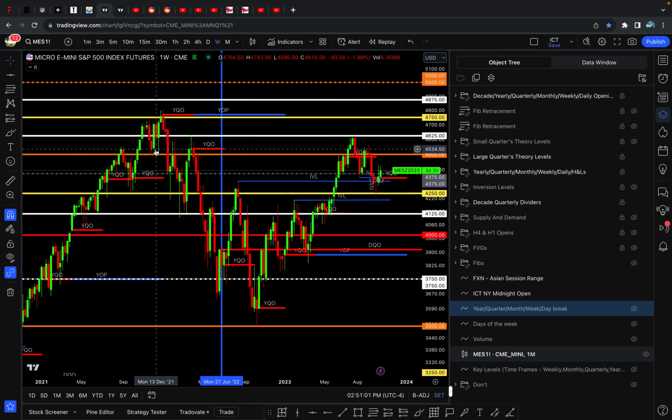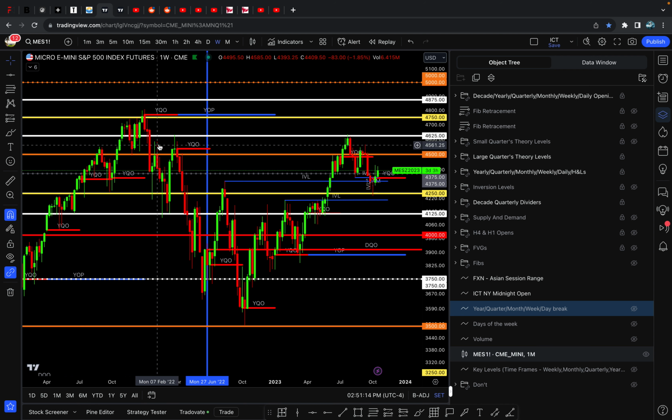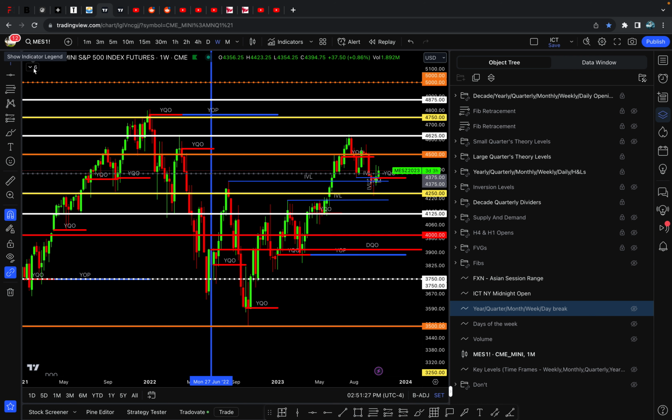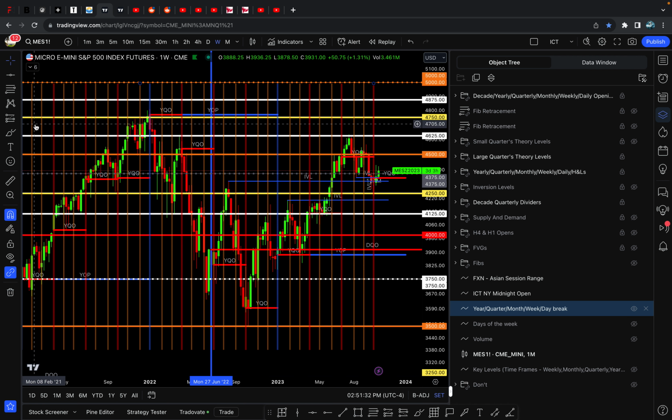Obviously, once we break this market structure right here, then you're looking for a sell. You're looking for optimal trade entry. You're looking to be a bear, to be a seller. But let's get back to our program here that we were on. Let me get rid of these again.